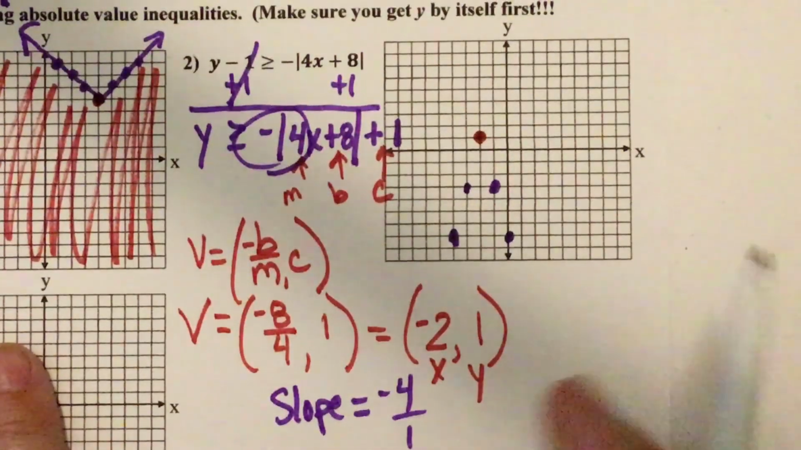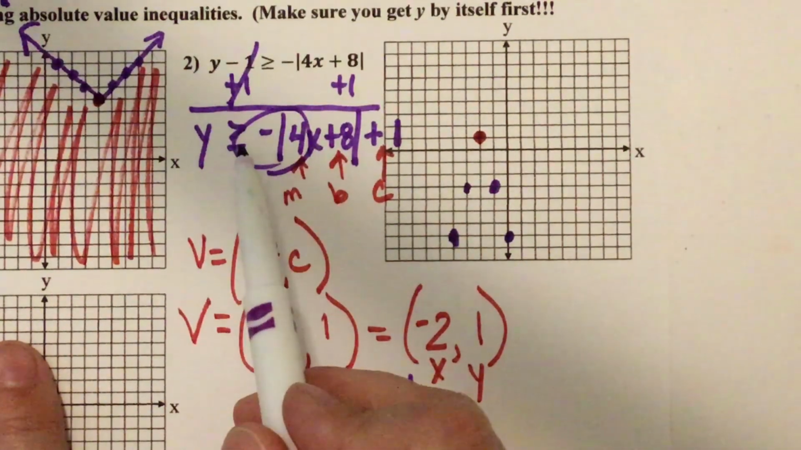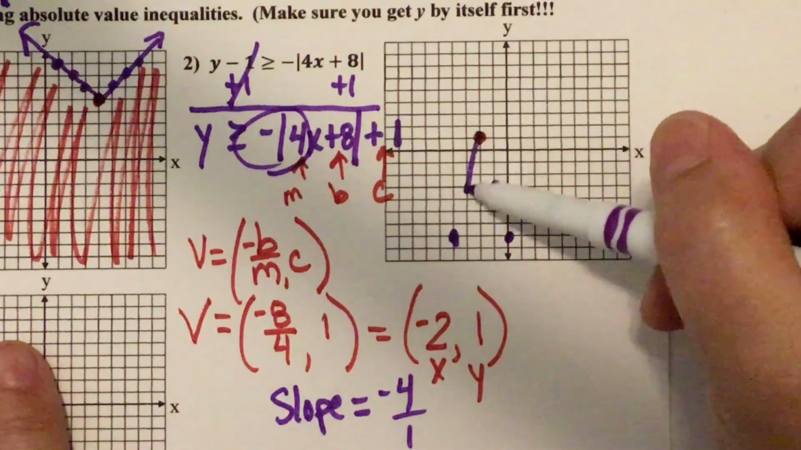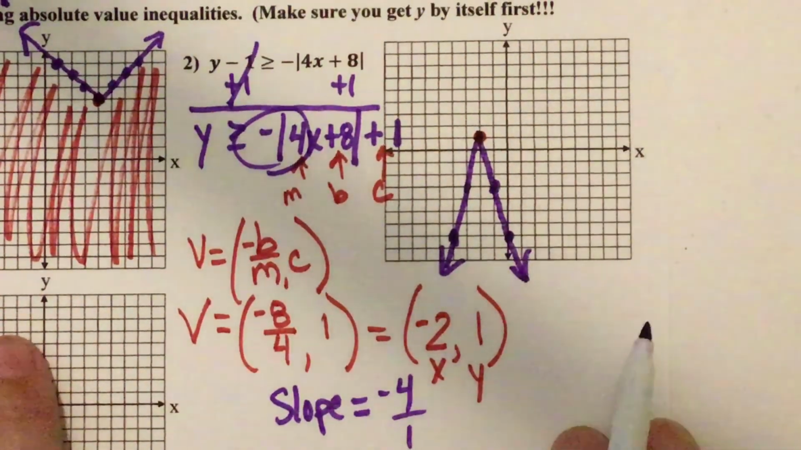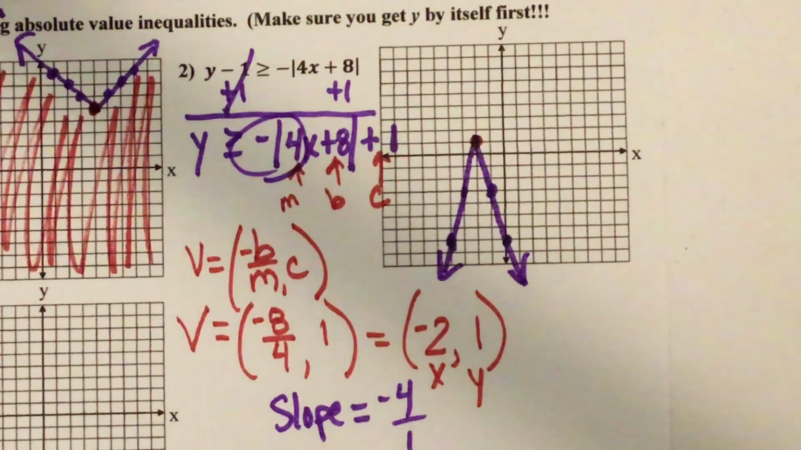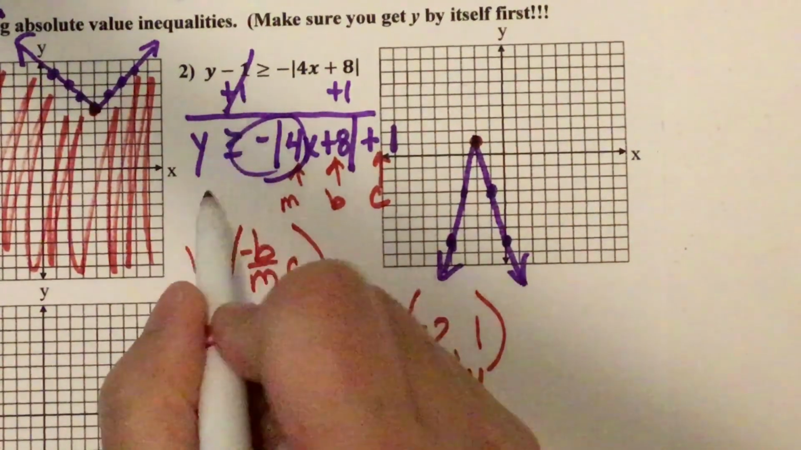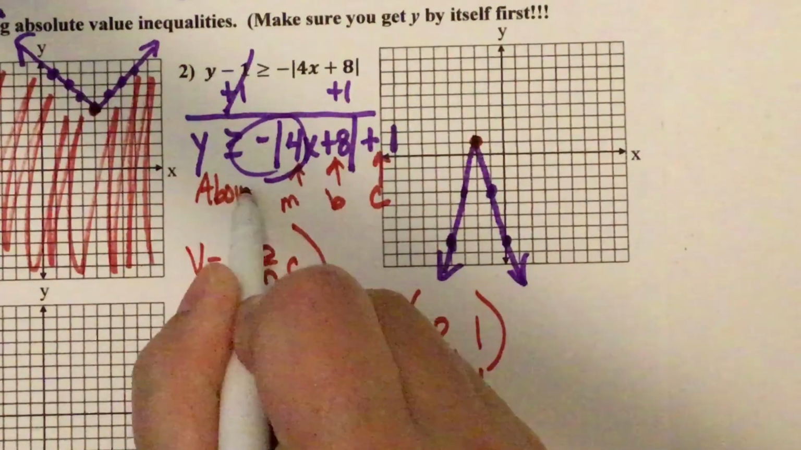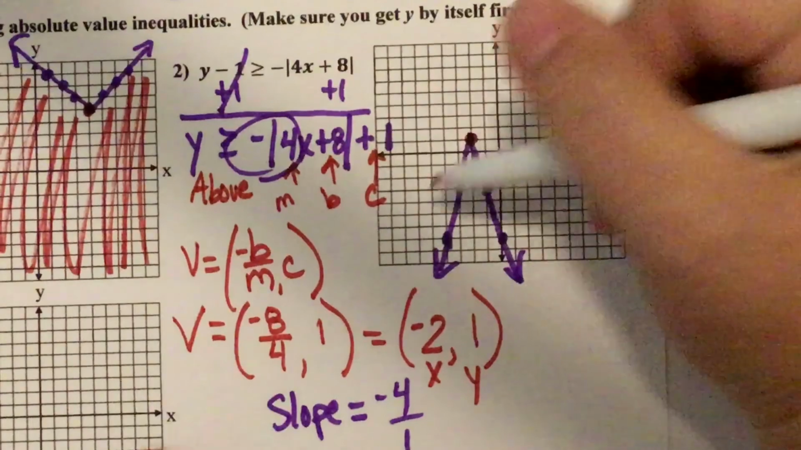All right, now let's look at this equation. Solid or dashed? Because there's an equals, it's going to be solid. So make yourself a solid V. And do we shade above or do we shade below? Greater than, we shade above. So I'm going to shade everything above my V. This is below it. This is above it.